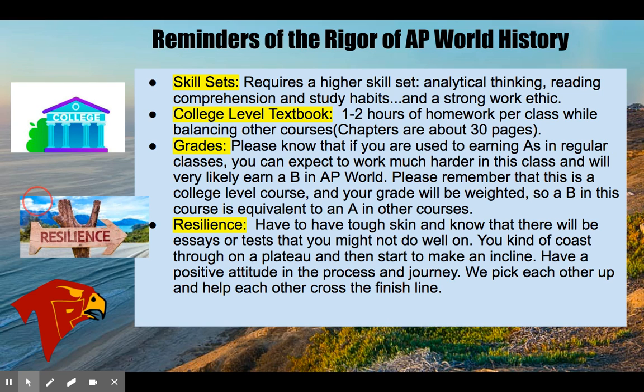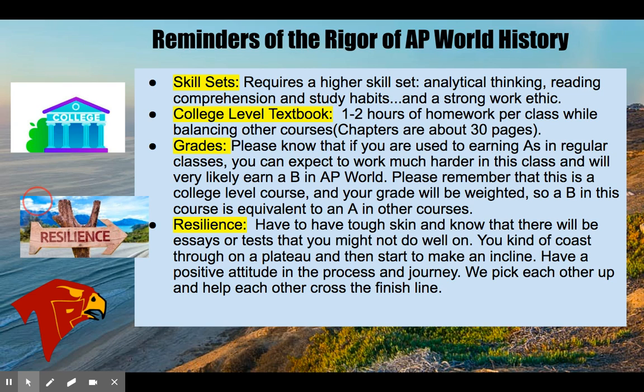Grades, remember that this is a weighted course. So if you do receive a B in this class and you're used to getting A's your freshman year, it is a college level course for high school students. So it's going to be very different than what you've experienced. If you get a B, it's actually an A. If you get a C, it's actually a B. So make sure you understand that. And if you don't, clarify that with your counselor.